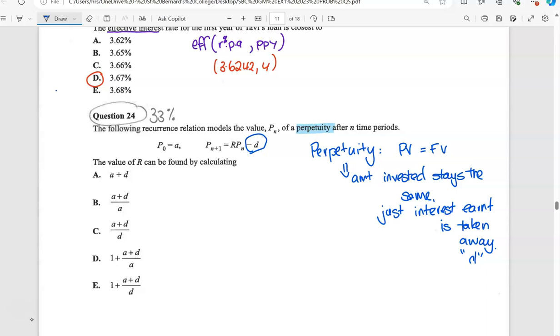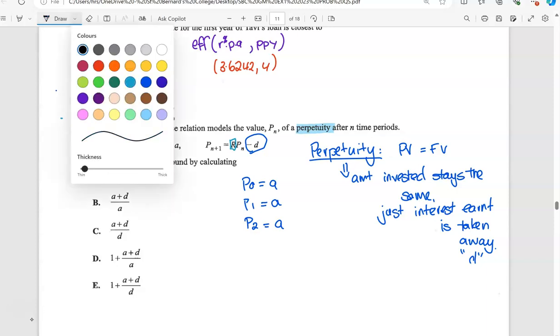If the perpetuity always stays the same, so if you say P0 equals A, because it stays the same, P1 also equals A. So if it was 100,000 to begin with, after 1 year, it'll still be 100,000. After 2 years, it'd still be 100,000. So when they say calculate the R, you're trying to find out in terms of their scenario. Well, let's use that formula with what we know.